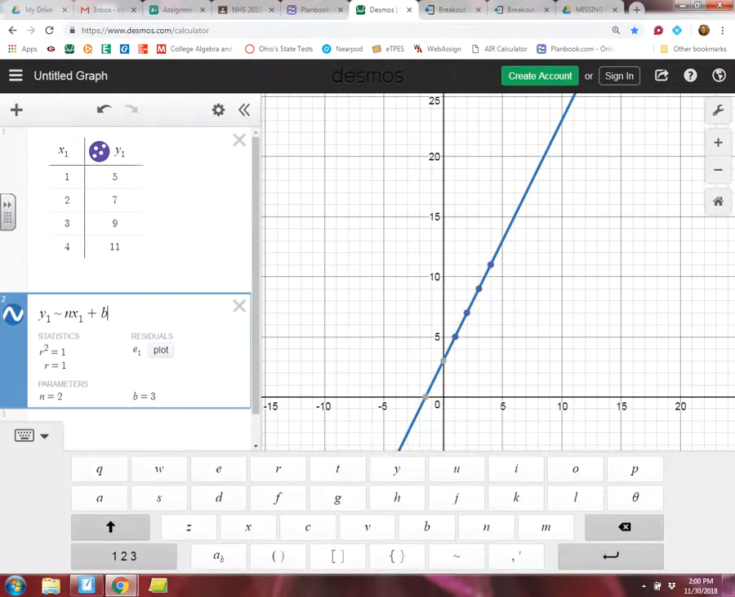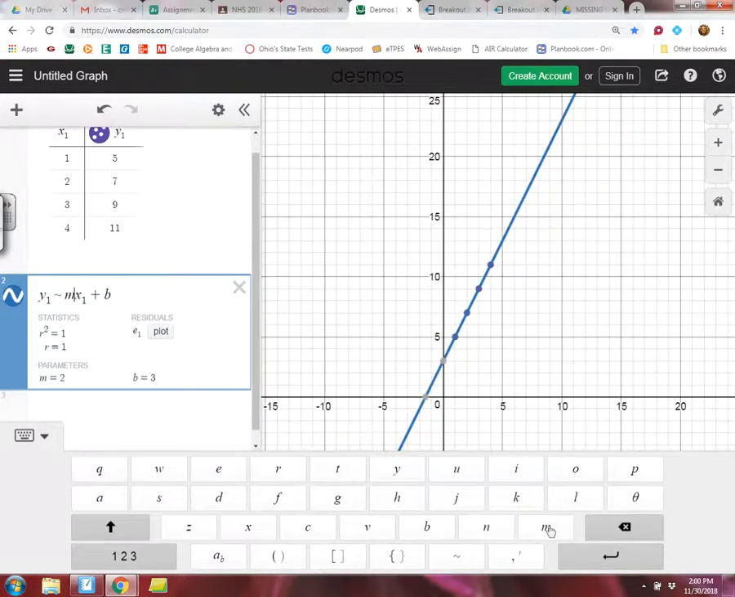Hey guys, anybody notice a mistake that I have on mine? You guys see how I put an N? Yeah, that probably should be an M, huh? There we go. Okay, so what's my slope?